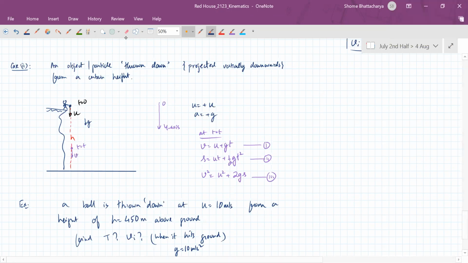So even though the height is in that sense quite large, it's half a kilometer almost, it's nothing compared to the radius of the earth. So there's no problem with the assumption that g will be uniform.